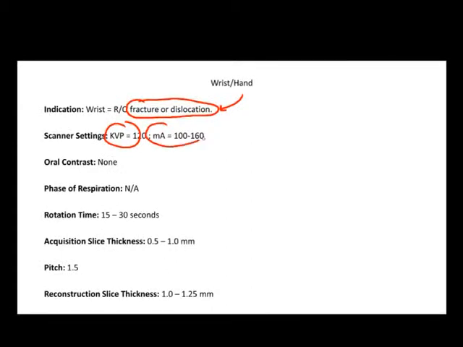KVP is going to be 120, and mA is going to be 100 to 160. mA is probably going to trend on the lower side, closer to the 100 than the 160, but that is kind of dependent on the patient. Oral contrast is not going to help us here, so we won't even consider using it. Phasal respiration is not going to be utilized either. The rotation time, we're not going to worry about either.